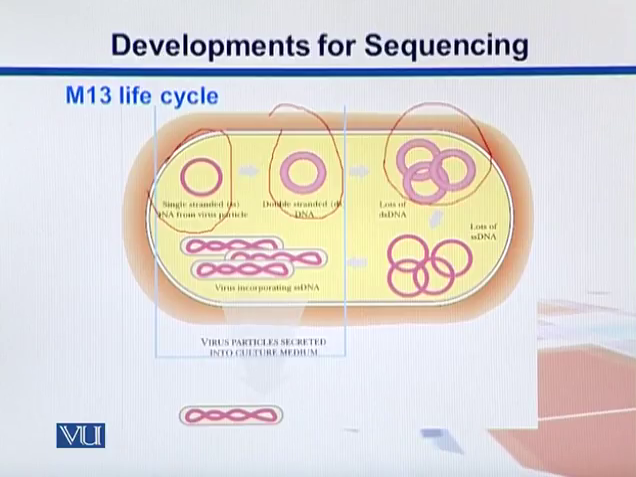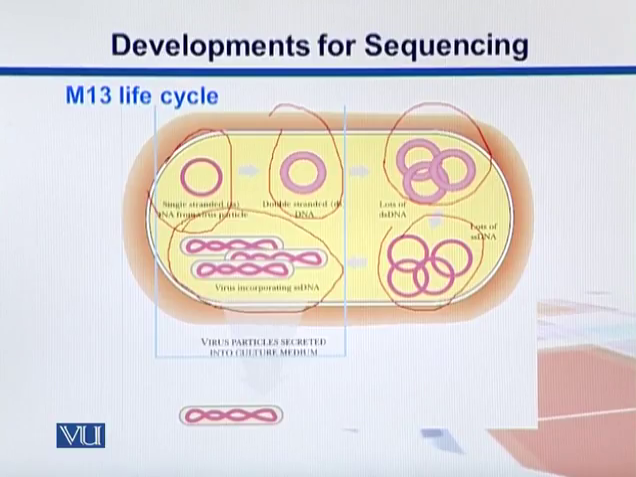So we get a lot of double stranded forms, and after that they give rise to a lot of single stranded forms. After gene expression, these single stranded forms get packed into their coat proteins, become virus particles, and leave the cell. So we can engineer this virus to have our single stranded templates.